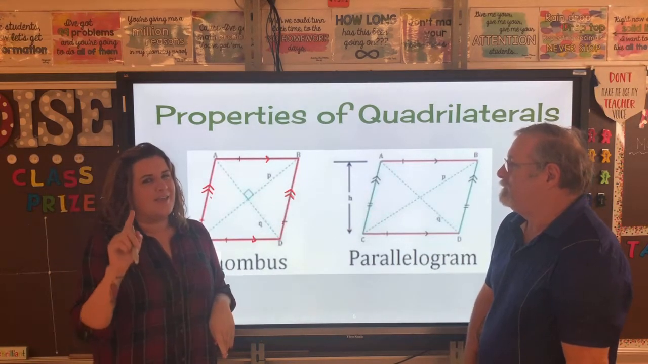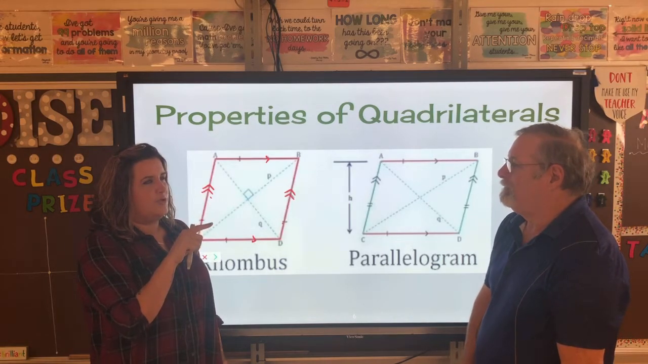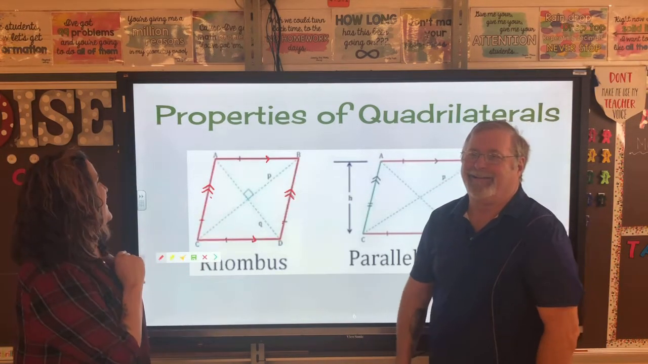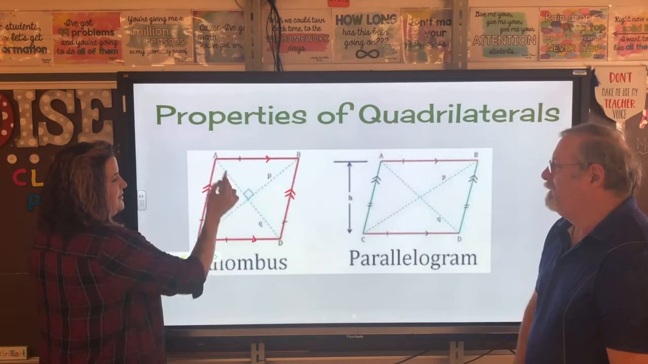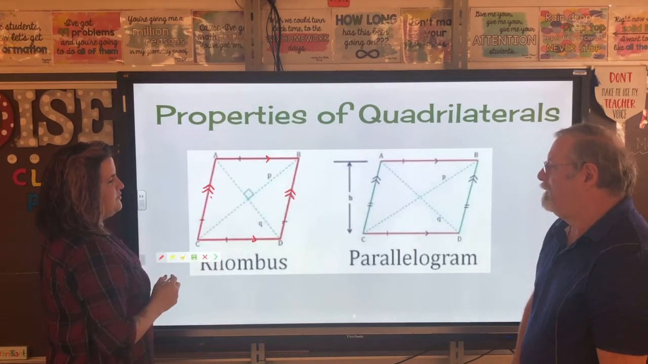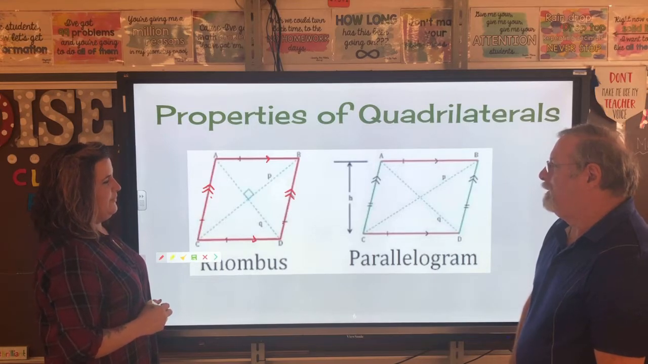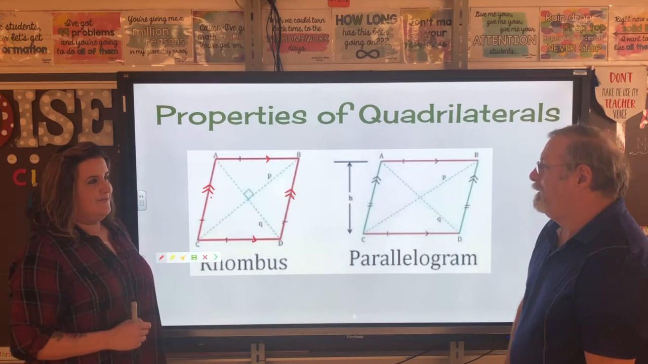A rhombus is kind of like if you took a square and just pushed it over a little bit. It's a lazy square. And that diagonals are congruent. Or no, diagonals form a 90 degree angle. Diagonals are perpendicular. Yes.